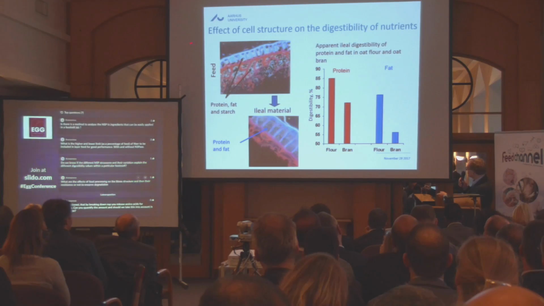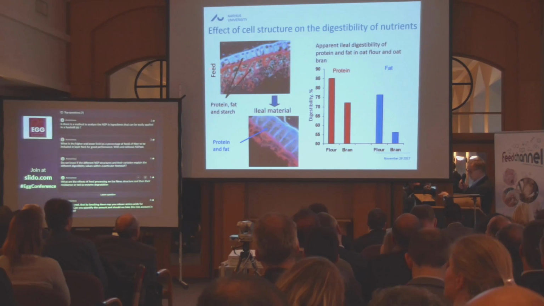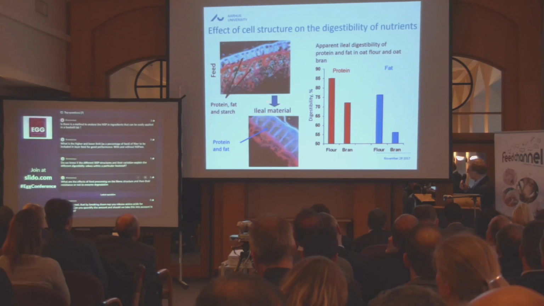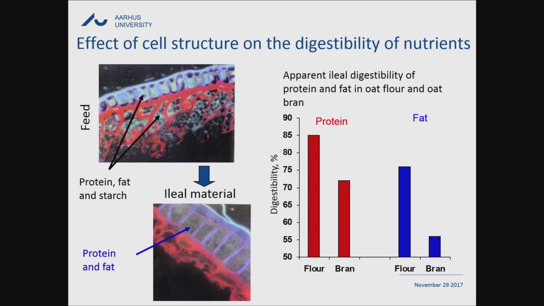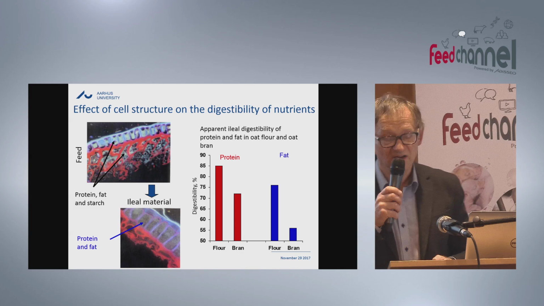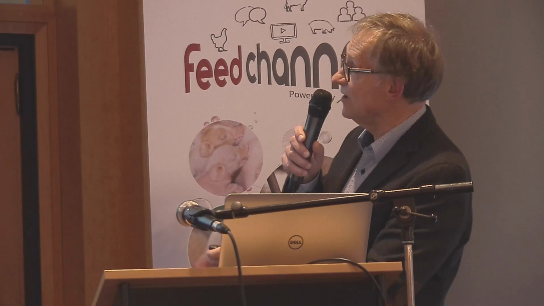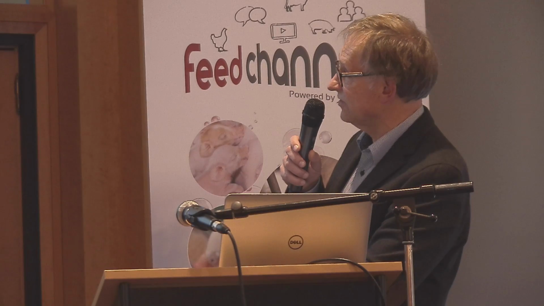This was how the structures looked when we had it in the feed, and this was how the structures looked when it was collected from the ileum. And again, you'll see here that this layer is actually still full of different nutrients, and looking at the digestibility, you'll see that it has a negative impact on the digestibility in the bran relative to the flour. And I believe that if we had added, for instance, enzymes, part of this digestibility would move up somewhere here.